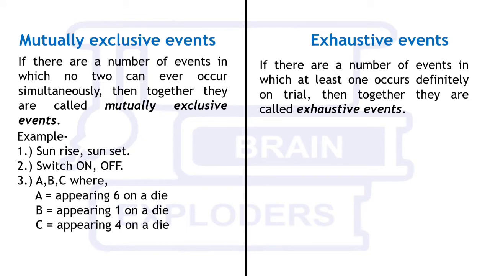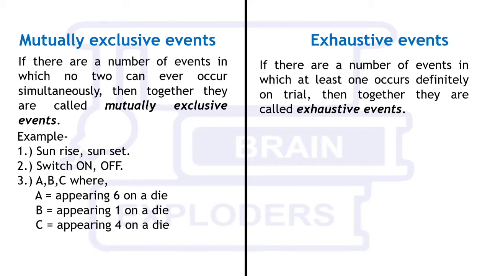Examples of mutually exclusive events are sunrise and sunset because they can never occur together. A switch may be either on or off. If A, B and C are the events of appearing 6, 1 and 4 on a die, then they can never happen together. No two of these can ever occur together. Either it appears 6 or 1 or 4 or none of these.